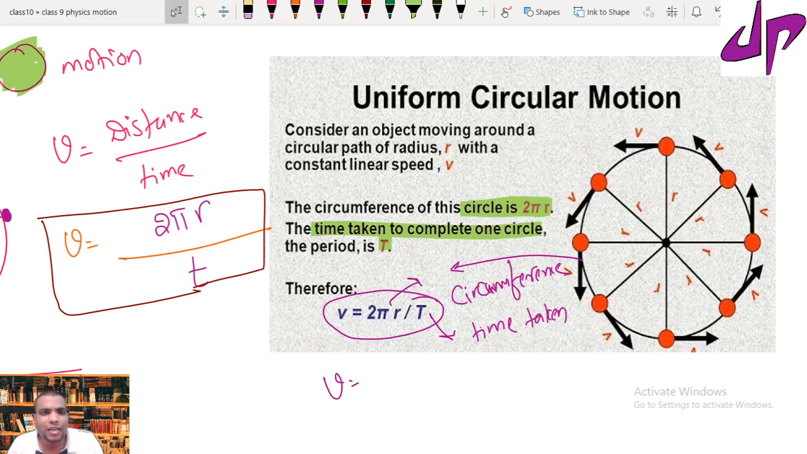So like this we can define uniform circular motion, and this uniform circular motion is an accelerated motion. Why? Because even though the velocity magnitude is constant, in circular motion the velocity direction always changes. That's why we call uniform circular motion an accelerated motion.